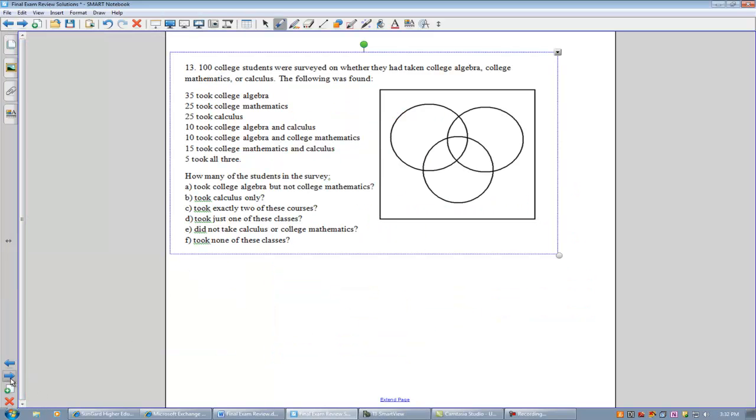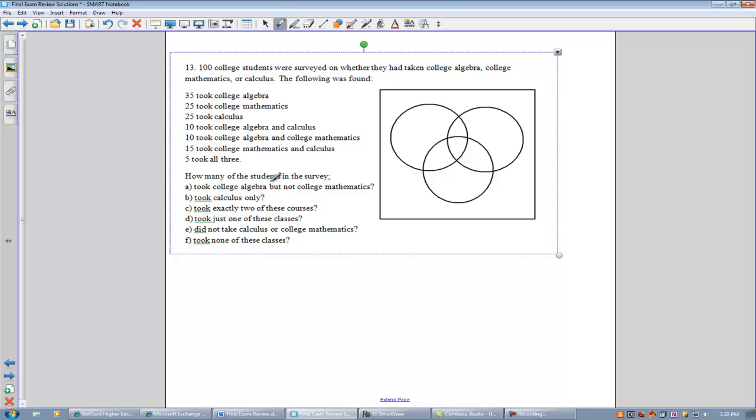All right, so the next problem, number 13, we're going to work with the Venn diagram and use this to answer some questions. So it says 100 college students were surveyed on whether they had taken college algebra, college mathematics, or calculus. The following was found. All right, so you can read through this. 35 took algebra, 25 college mathematics, 25 calculus, 10 college algebra and calculus, 10 college algebra and college mathematics, 15 college mathematics and calculus, and 5 took all 3. And then we want to answer these questions.